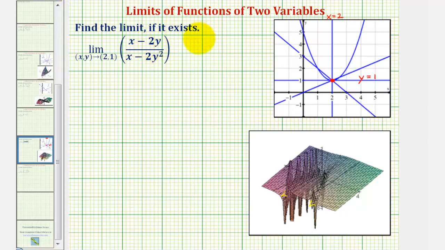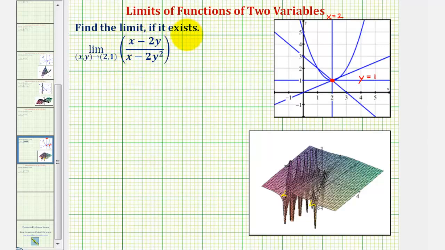We want to find the limit if it exists. We have the limit as (x, y) approaches (2, 1) of the quantity x minus 2y divided by the quantity x minus 2y squared. So the first thing we should recognize here is that we cannot find this limit performing direct substitution, because at the point (2, 1) we would have 0 divided by 0, which is indeterminate.